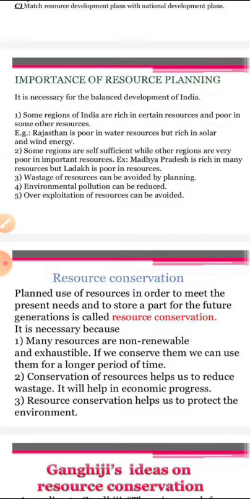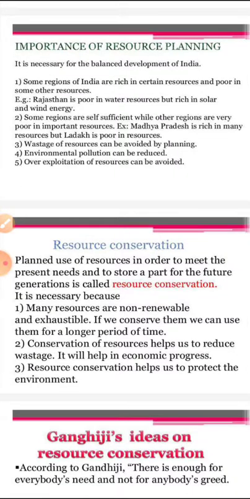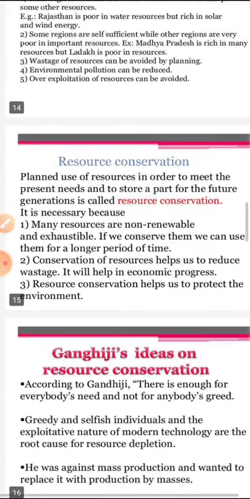Then some regions are self-sufficient while other regions are very poor in important resources. Like Madhya Pradesh is rich in many resources but Ladakh is poor in resources. Then wastage of resources can be avoided by planning. This is another important point: when we utilize a particular resource in a planned manner, we avoid wastage of resources. We will be able to control environmental pollution also. Then by the process of planning only, over exploitation of the resources can be avoided.